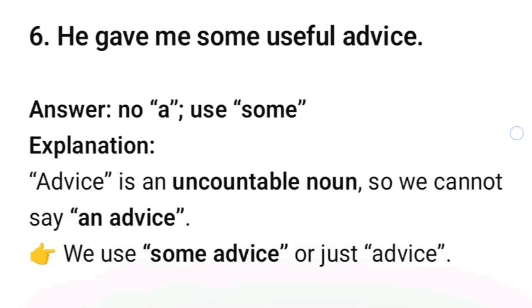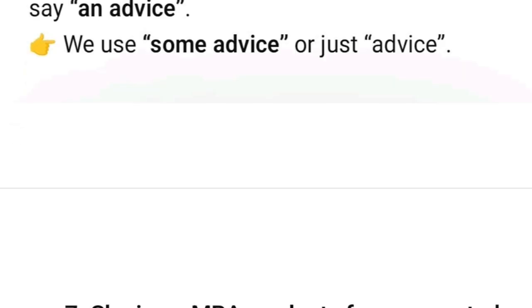Why? Because advice is, again, like information, an uncountable noun. So we cannot say an advice because it's uncountable. You can't count this advice. So we use some advice or just advice without using any other word with it. So here we have used some. He gave me some useful advice.